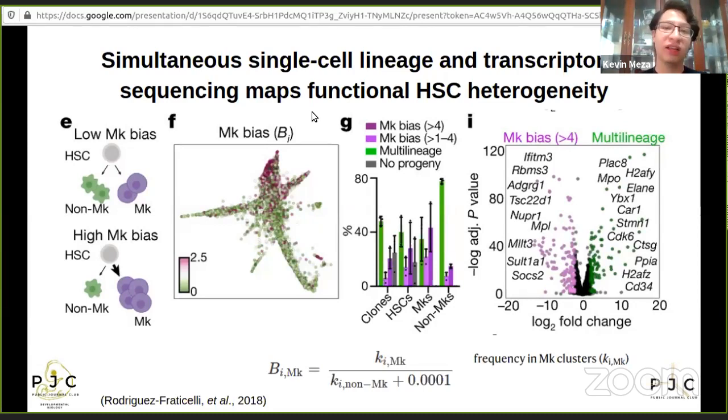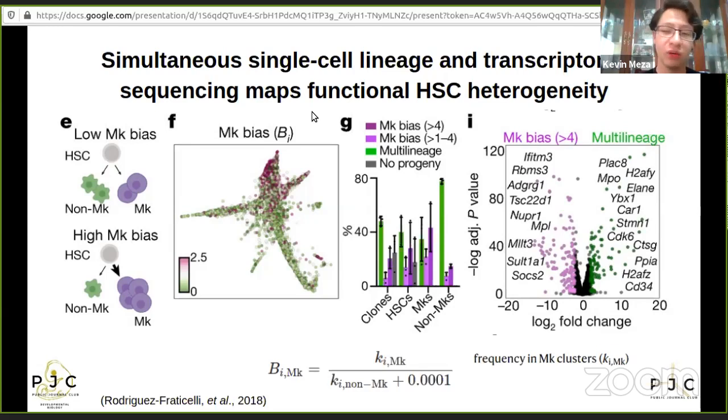And here in panel F, we can see again this single cell map, and we can rapidly identify hematopoietic stem cells. Now we can see that hematopoietic stem cells have a strong bias to produce megakaryocytes, which is in line with their previous research.